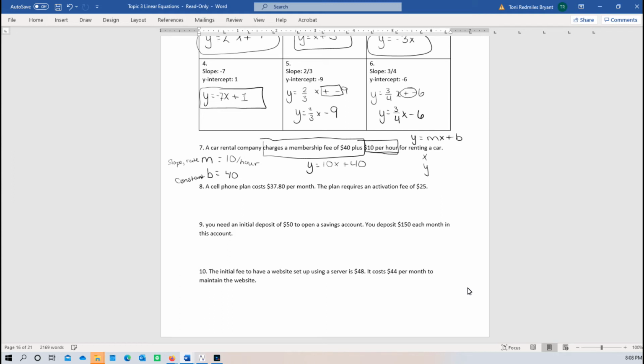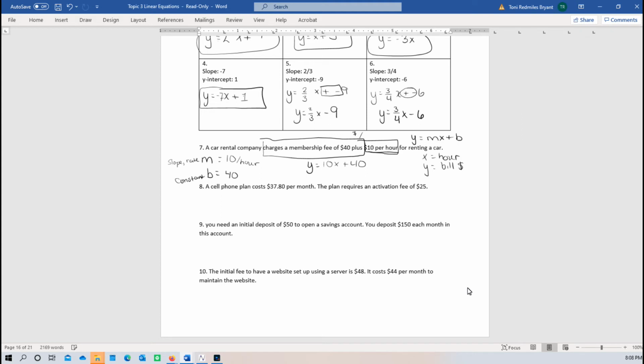Well, X is going to be my hours. That's the hours of renting that I take advantage of. And Y is going to be my bill. It's the money. Look at that. I'm comparing money to hours, the same as my rate.